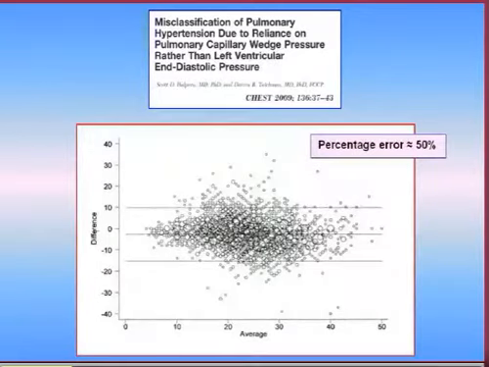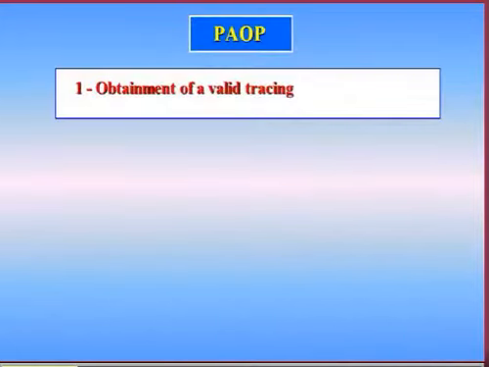And when we look at this Bland-Altman representation, you can observe that the limits of agreement were very large, and the percentage error, which is the ratio of two standard deviations divided by the mean of the reference value, is 50%, which is not acceptable. So why? Why can wedge pressure sometimes not reflect left ventricular end-diastolic pressure?